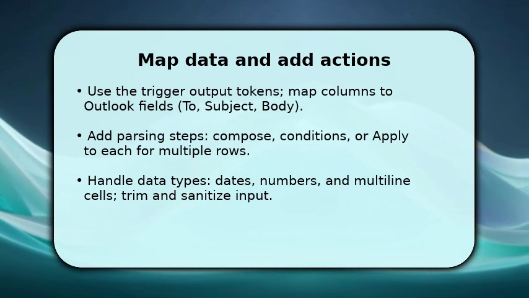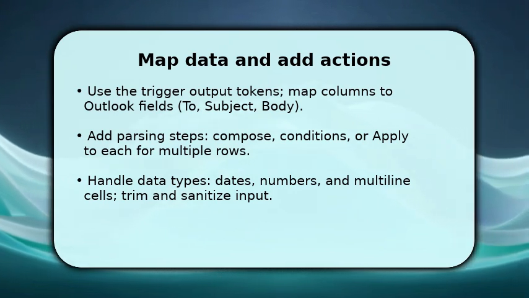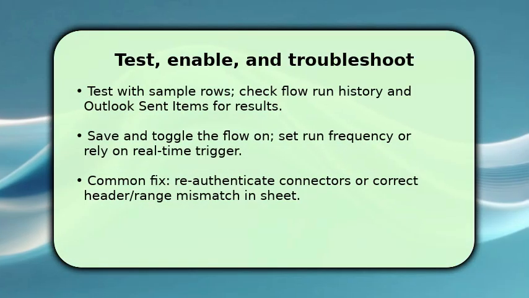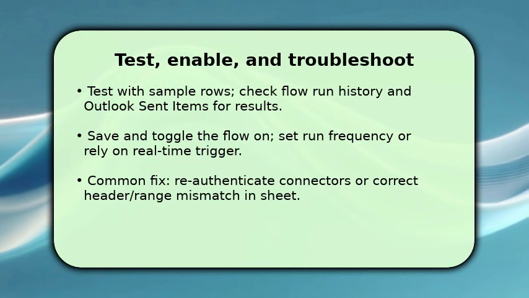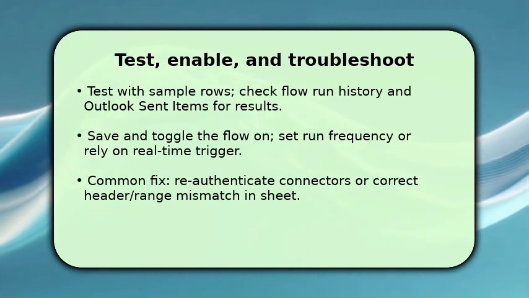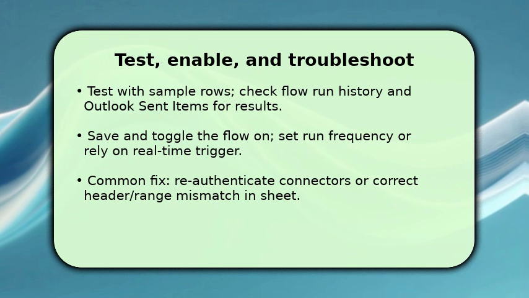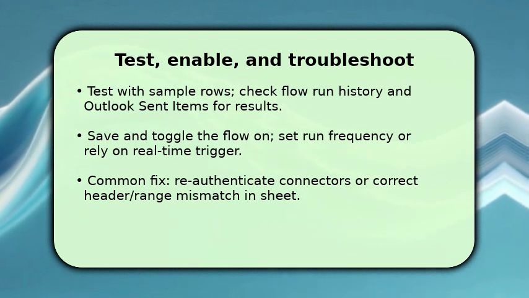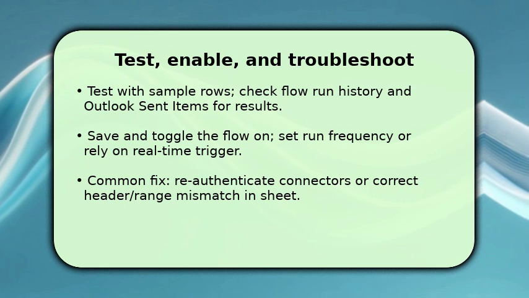Finish by testing end to end. Add a sample row, run the flow, and inspect the run history for inputs and outputs. Then verify the message in Outlook sent items. Once satisfied, save and enable the flow. If you use scheduled polling, set an appropriate frequency.